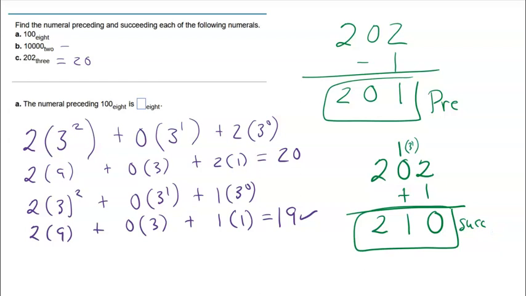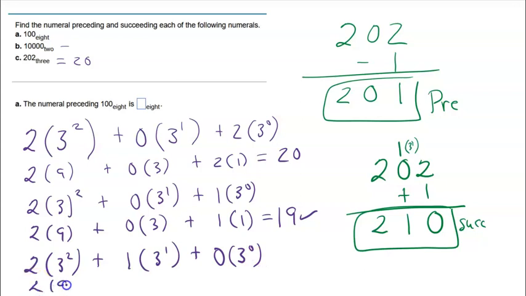So this is our succeeding number, okay? But we always want to check it because that's just what we do, right? So I have my first to the left is 2 times 3 to the second power. Plus, I have a 1 here, so that's 1 times 3 to the first power. Plus, I have a 0 in my 1's position, 0 times 3 to the 0 power. If I write that out in detail, that's 2 times 9 plus 1 times 3 plus 0 times 1. Remember, 3 to the 0 is just 1. Okay, that's 18 plus 3 is 21. Is that what we expected? Yes, because in base 10, our original number was 20. The number that succeeds 20 is 21, so that checks out.